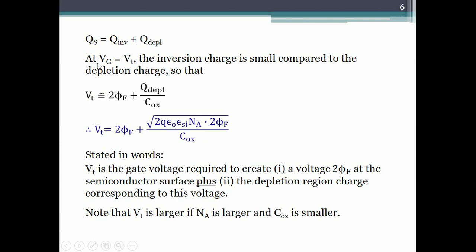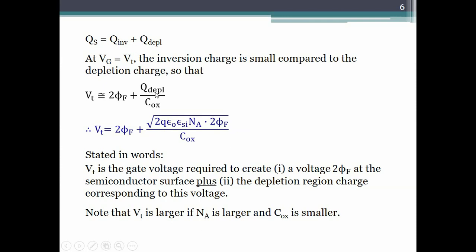Now it turns out that at Vg equal to Vt, at the threshold voltage, when the electron density has just become equal to the hole density in the substrate, if one goes through the numericals, one finds that the inversion charge, Q inversion, is very small compared to the depletion charge. So we'll ignore the inversion charge in the definition of the threshold voltage. So at the point when Vg is equal to Vt, Qs can be approximately written as Q depletion. So we say the threshold voltage is defined as 2 phi f plus Q depletion by Cox.